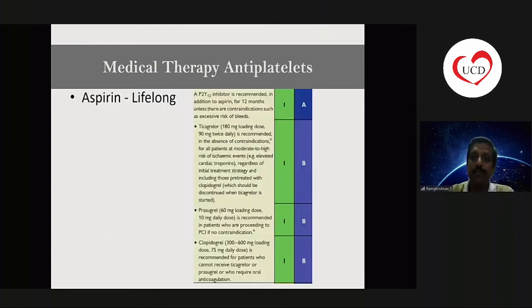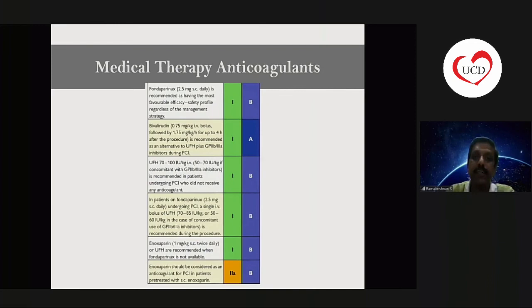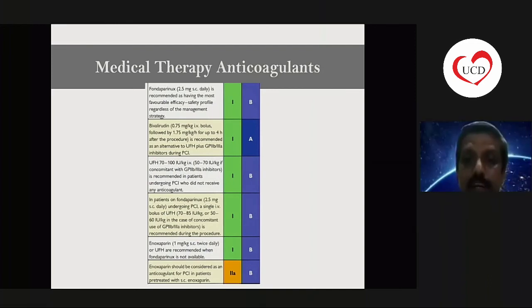So aspirin is for lifelong. You can choose between ticagrelor, prasugrel, and clopidogrel, even though ESC guidelines recommend ticagrelor for most of the patients. And then ESC guidelines somehow prefer fondaparinux, even though in India, most of us are comfortable in using enoxaparin. So they must be used in all patients with proven NSTEMI.